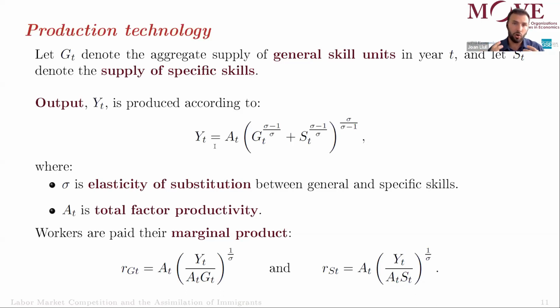And because immigrants disproportionately supply general skills, because they supply the same units as natives but fewer specific ones, increasing the stock of immigrants in the economy increases the relative supply of general skills, and therefore it reduces the relative price of general skill relative to specific skill.